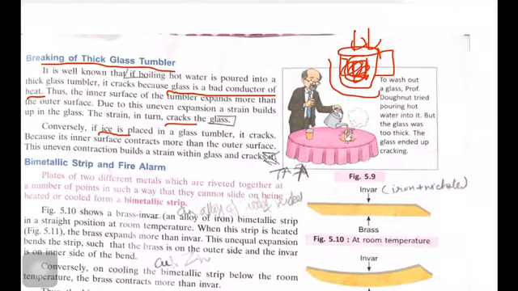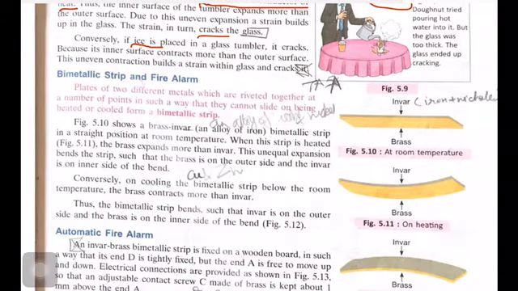Fine. Now we have the concept of bimetallic strip and fire alarm. We have already seen bimetallic strip, which is a strip which is made up of two kinds of metals. Like we have Invar. In fire alarms we use Invar and brass. Invar is the alloy of iron and nickel. And so this bimetallic strip is made up of Invar and brass.